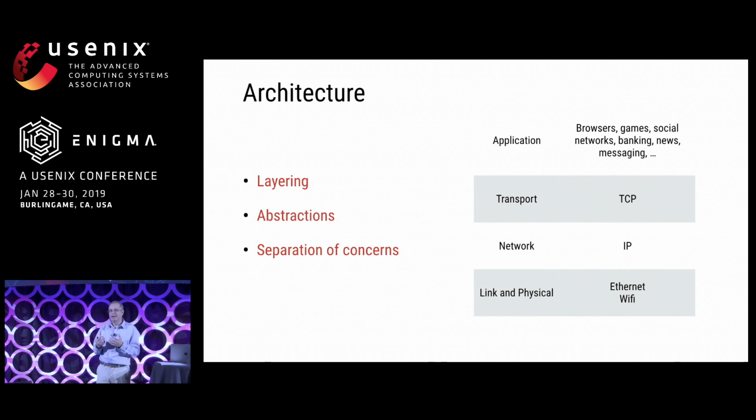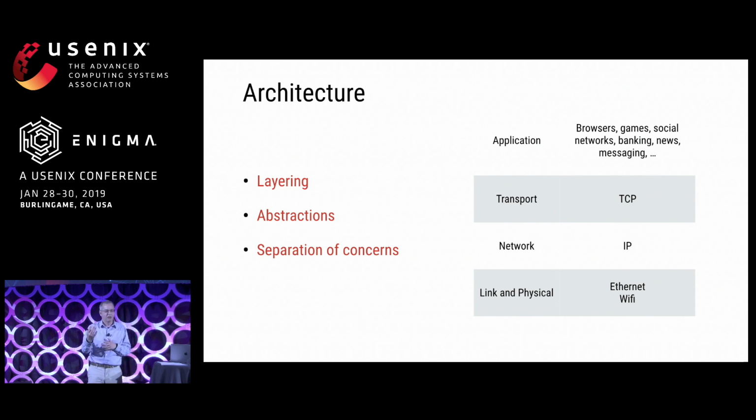First of all, we talk about layering, putting different functionality in different layers. And then abstractions, so that a particular layer can call up or down if it needs to deliver data to a different layer. And then a really big piece of this is separation of concerns.